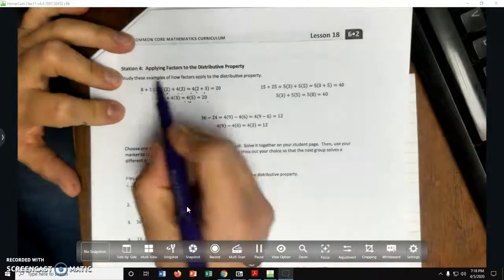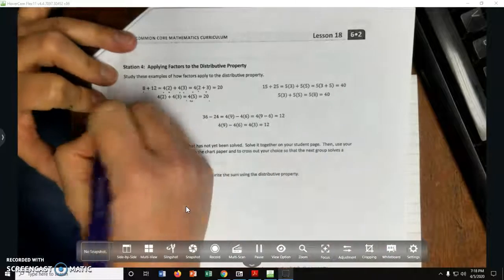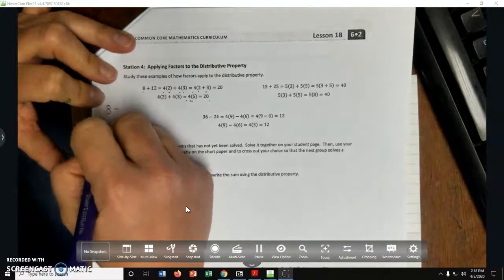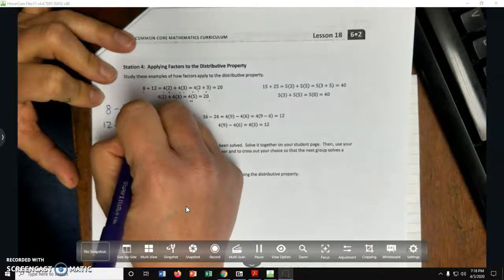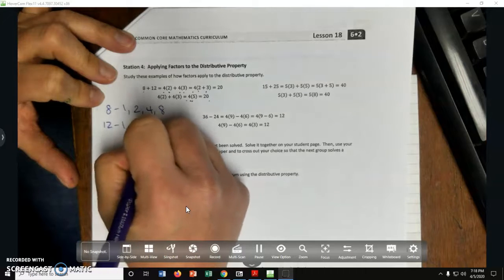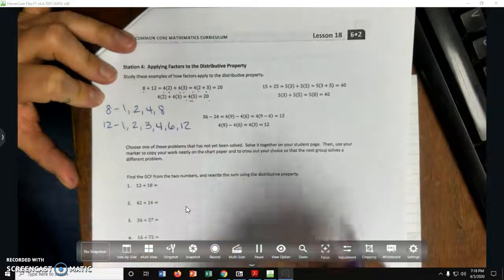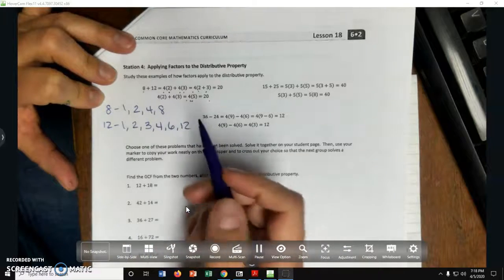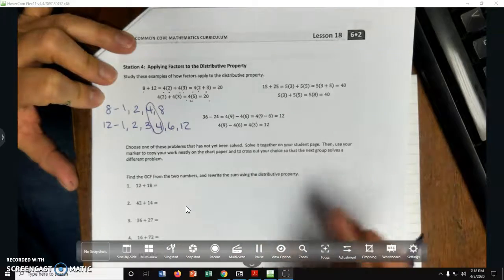Okay, so the greatest common factor of 8 and 12 is 4. You can look at it a couple of different ways, right? We'll do the long way first. The factors of 8 are 1, 2, 4, and 8. The factors of 12 are 1, 2, 3, 4, 6, and 12. So the greatest common factor here would be 4. So they're factoring out the greatest common factor.